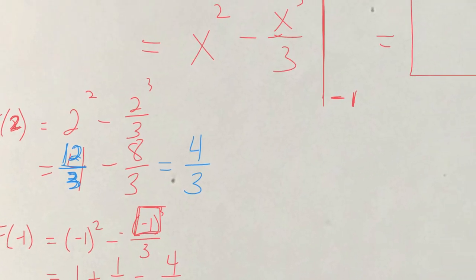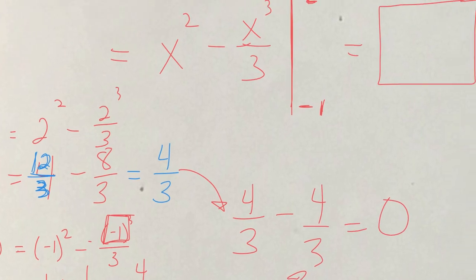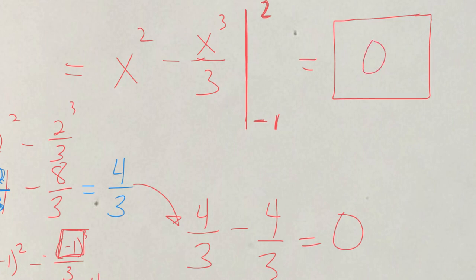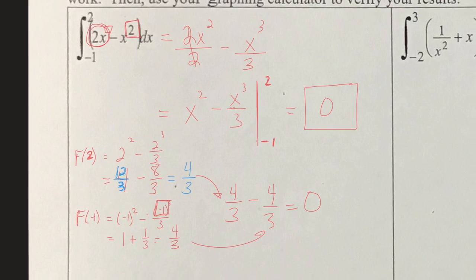So if we go back to f of b minus f of a, that's 4 thirds from here minus 4 thirds from here, which gives me a total area under my curve of 0. So it looks like the way this works is that you have the same amount above the x-axis as you have below the x-axis, which means you have a total area of 0.